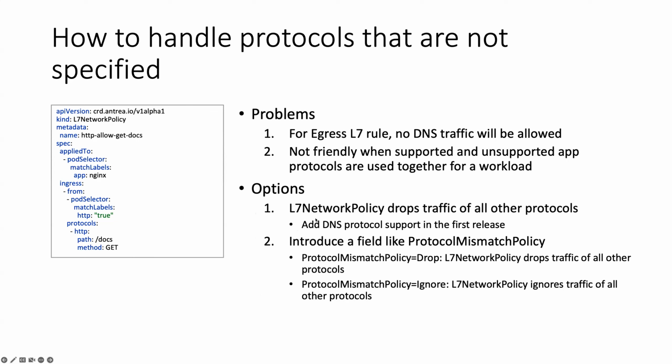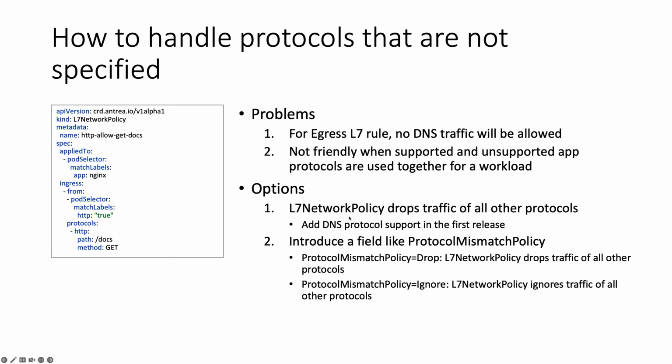For one, we go with option 2, but we add DNS protocol support in the first release together with the HTTP protocol. In this way, the user could specify two protocols. One is HTTP, which contains the path, the method, and the host name they want to use. And another protocol is DNS, which should also have the domain name as a field of the DNS protocol, to say that it only allows the client to query the IP of a specific domain.